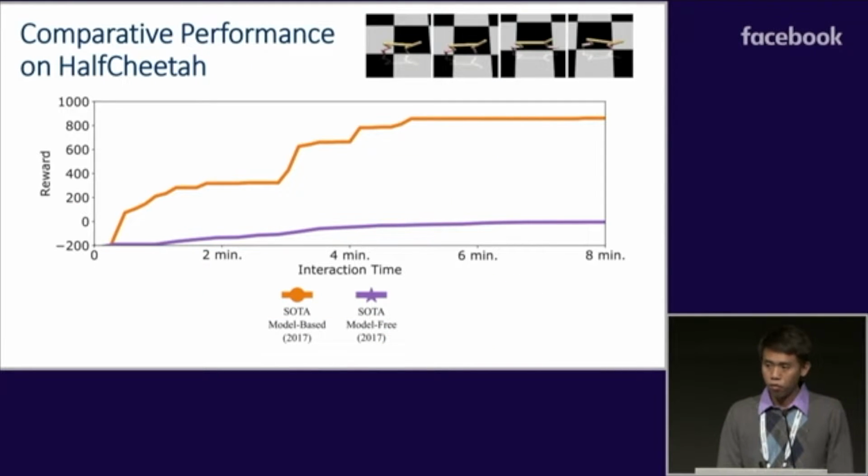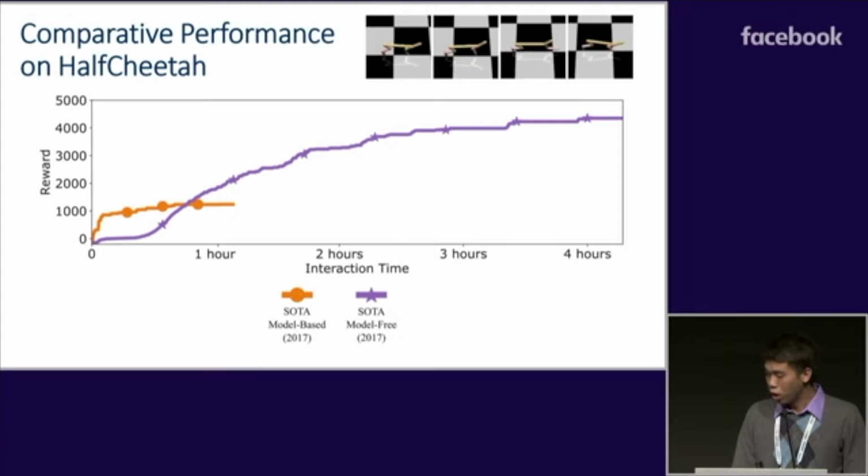Here we have a model-based method in orange, a model-free method in purple, and the y-axis represents the performance on the half-cheetah task. We can see that the model-based method indeed learns quickly compared to the model-free method. However, in the long run, the model-free method eventually outperforms the model-based method, which plateaus earlier on. So how can we have methods that are able to match the asymptotic performance of model-free methods while having the data efficiency of model-based methods? Let's look at what prior methods have done.